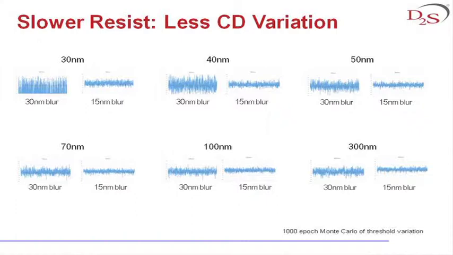You can see that the up and down variation in the height of the blue variation is significantly more in the 30 nanometer case compared to the 15 nanometer case. And that is demonstrating that CD variation or line edge roughness or other measures of manufacturing goodness, manufacturing stability or reliability is significantly improved by using the 15 nanometer blur.